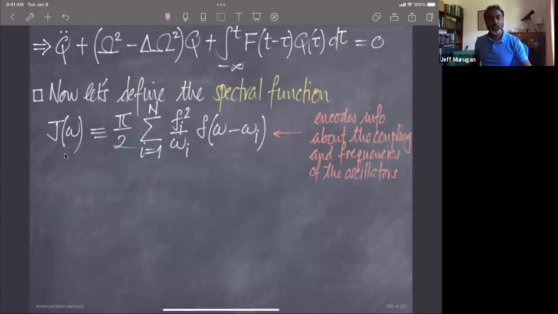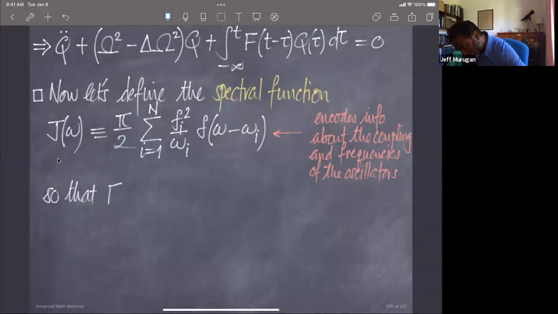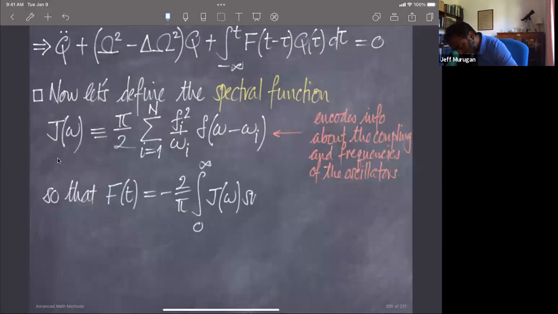All right. And in terms of this spectral function, I can write the memory function, F of t, as minus 2 over pi, integral from 0 to infinity of J of omega sine of omega t d omega, sorry. Okay.